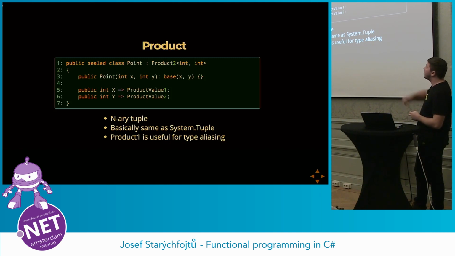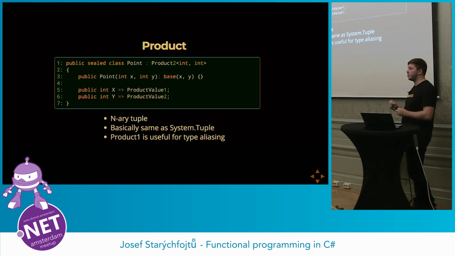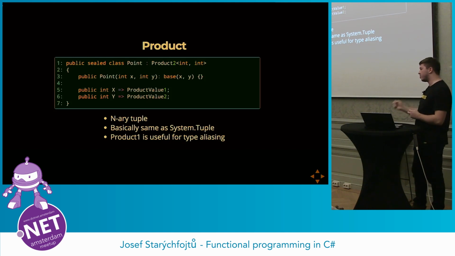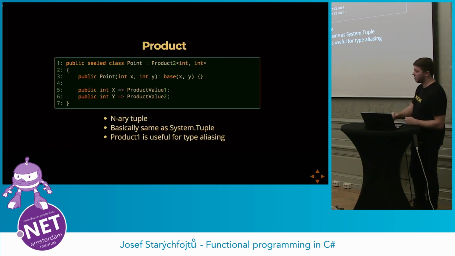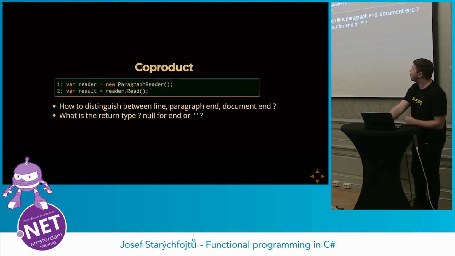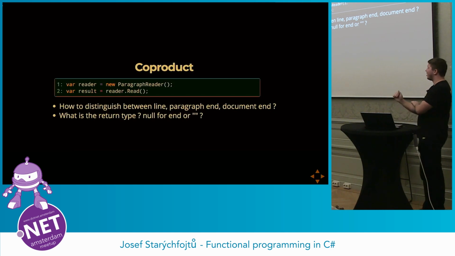And even a product of a single thing is useful for aliasing of the types. When you have a string, but you want a type mail address, you say that the mail address is a product of one, because it will give you structural equality and proper implementation of GetHashCode and stuff like that. But coproduct is the interesting part.